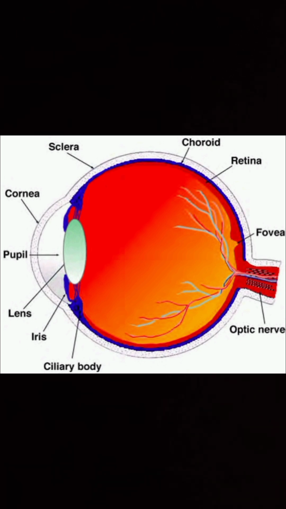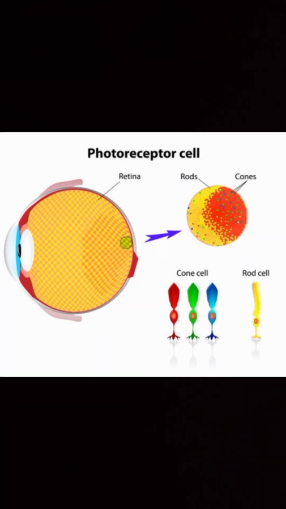The inner layer is the retina, and it contains three layers of cells from inside to outside: ganglion cells, bipolar cells, and photoreceptor cells. There are two types of photoreceptor cells, namely rods and cones. These cells contain light-sensitive proteins called photopigments.